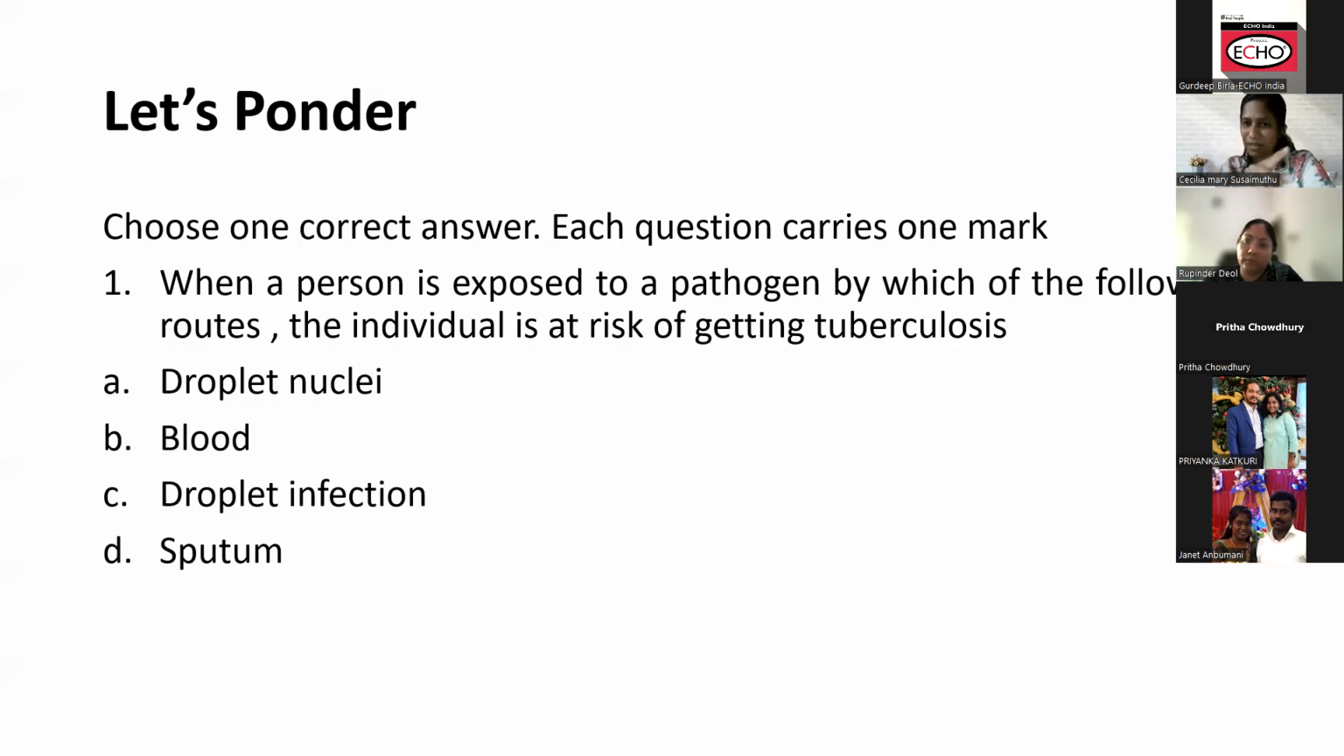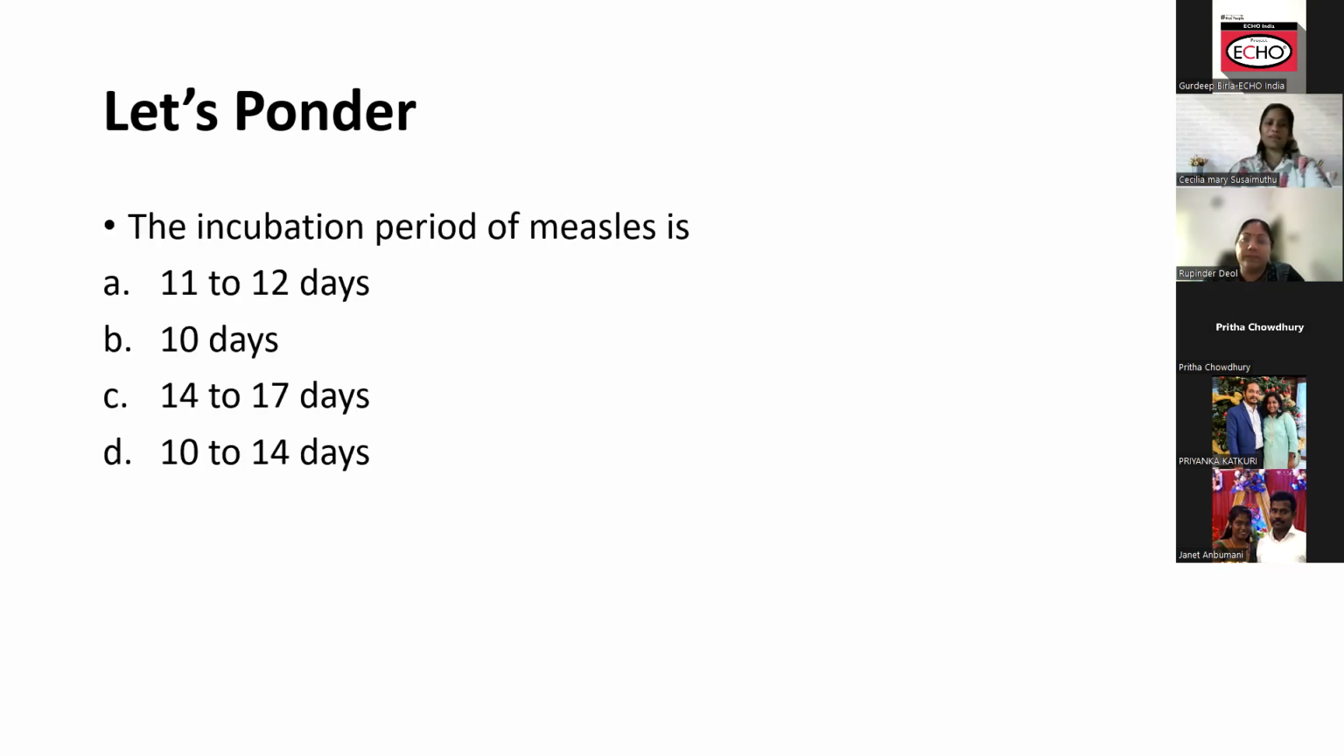Each question carries 1 mark. Did you read the instructions? So the instructions and the options are not matching, and my stem is also not appropriate. My stem is too lengthy and confusing. "When a person is exposed to a pathogen, by which of the following routes?" There is no route that I have mentioned, but it is a mode of transmission of tuberculosis, right? So this is not an ideal way of formulating an MCQ. Did you all get it? Yes, ma'am.